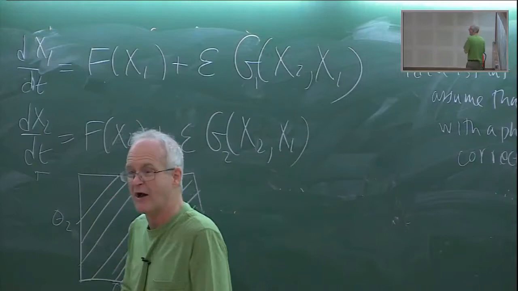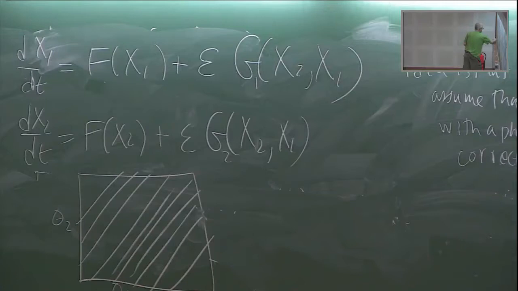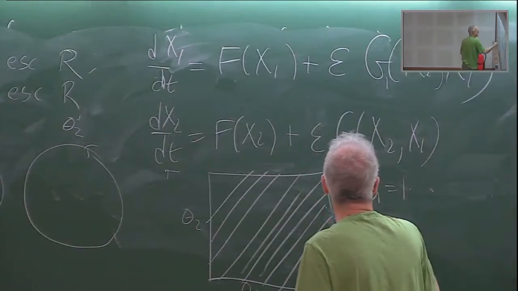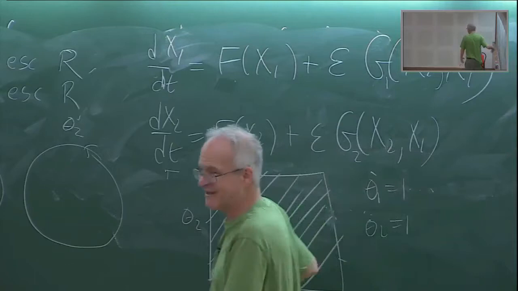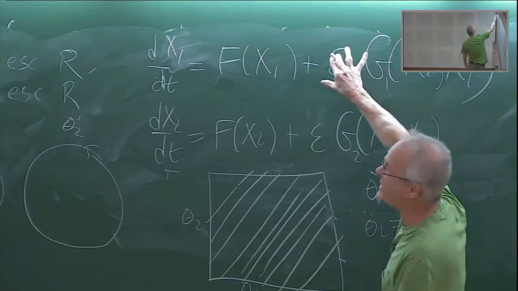With slope 1, right? Because what's the solution to this? This is theta 1. The equations of this are theta 1 dot equals 1, theta 2 dot equals 1. That's the differential equation without any coupling, because it's just zipping around there mindlessly forever, right? And so this flow looks like that. Okay? So what we want to do is, when we turn the epsilon on, it's going to distort this flow.